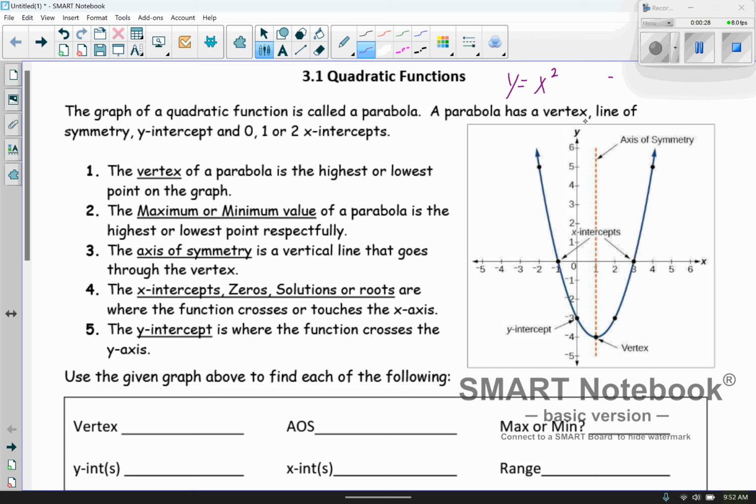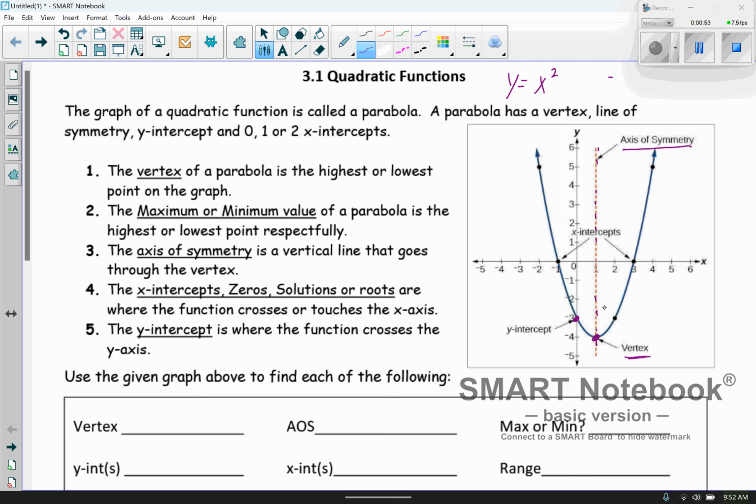The parabola is going to have a vertex. And so there's our vertex right there. And then we have a line of symmetry. That basically cuts the graph in half, where it's symmetrical across this, to where if you were to fold the graph at that line, the two sides would fold on top of each other. Then we have a y-intercept right here. We hit the y-axis right here.